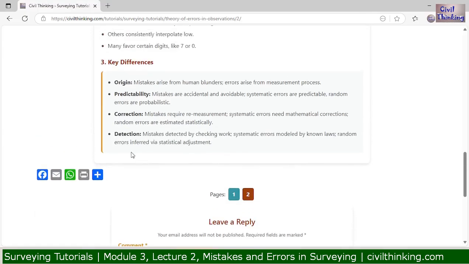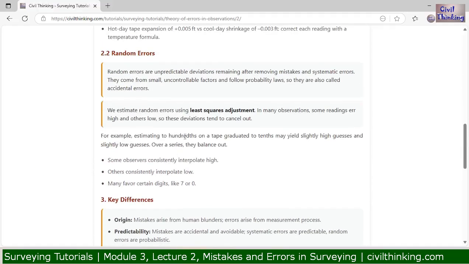Now, detection. How do we detect them? Mistakes are detected by checking work. If you recheck the work you have done in the survey, you will be able to identify the mistake. How do you identify systematic errors? We identify them by mathematical laws. And what about random errors? Errors are inferred through statistical adjustment. We correct random errors statistically or probabilistically, using the least square method.